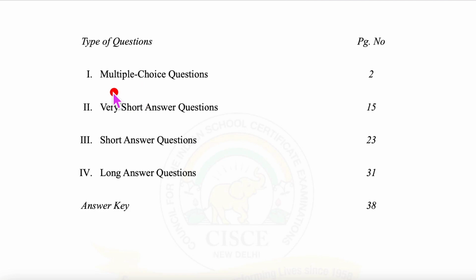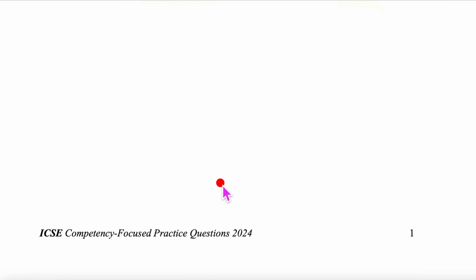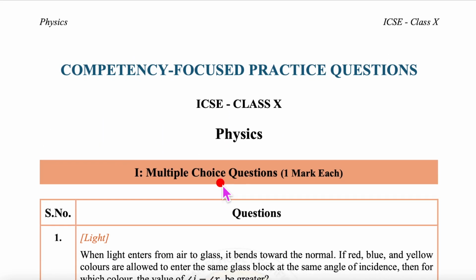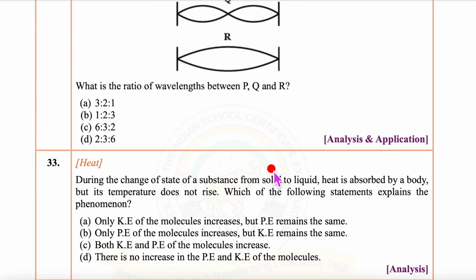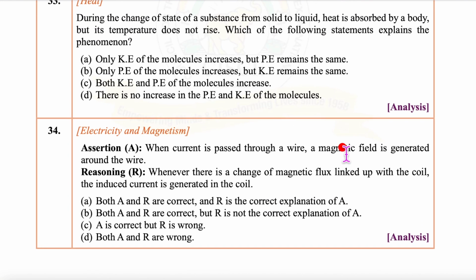Like the first type is multiple choice questions, then very short answer questions, then short answer questions, and the long answer questions. By and large, the MCQs are very popular with the different schools. You focus on the MCQs because MCQs can be very tricky. They are only 1 mark and sometimes they take a lot of thinking. So go through the analysis type of questions and evaluation type of questions where there is maximum thinking required.